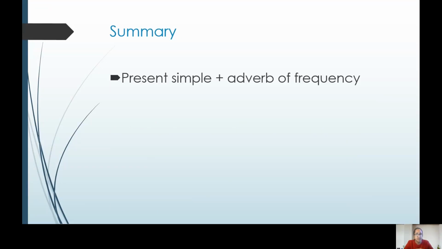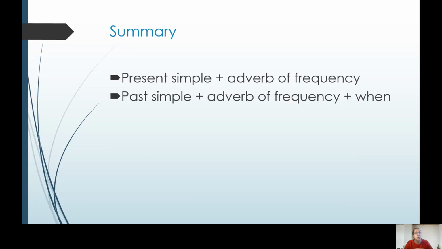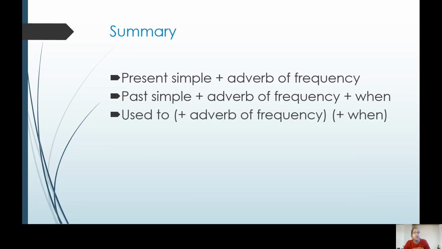To summarize, we can use the present simple with an adverb of frequency to talk about present habits, present routines, regular actions in the present. For the past, we can use the past simple with an adverb of frequency and a time frame. Or we can use used to. We don't have to have an adverb of frequency, but we can. We don't have to say when, because it's clear it was in the past, but we can if we want to be a bit more specific.